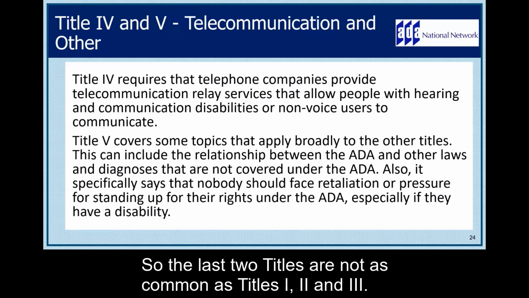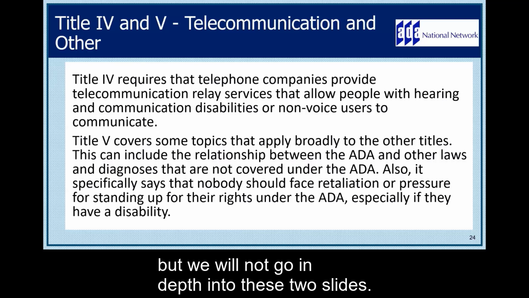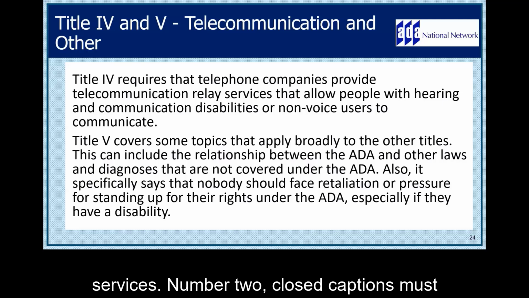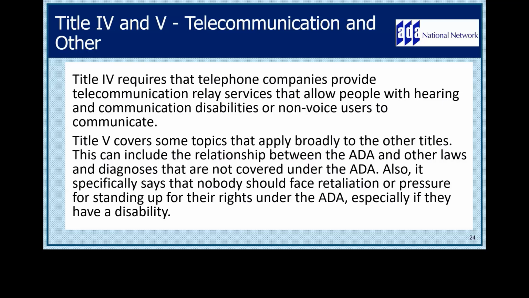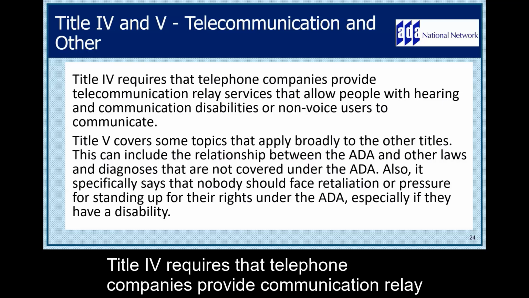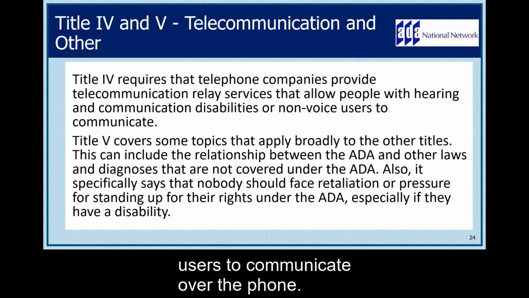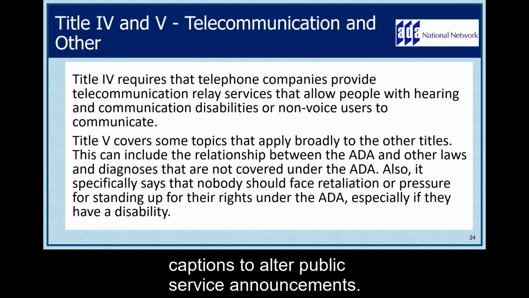Thank you, Oscar. The last two titles are not as common as Titles 1, 2, and 3. Therefore, we will provide some key ideas, but we will not go in depth into these two slides. For Title 4, some of the key ideas include, one, telecommunication relay services. Number two, closed captions must be provided by all federally funded entities. Title 4 requires that telephone companies provide telecommunication relay services that allow people with hearing and communication disabilities or non-voice users to communicate over the phone. This also means that any federally or partially federally funded entity must provide closed captions for all their public service announcements.